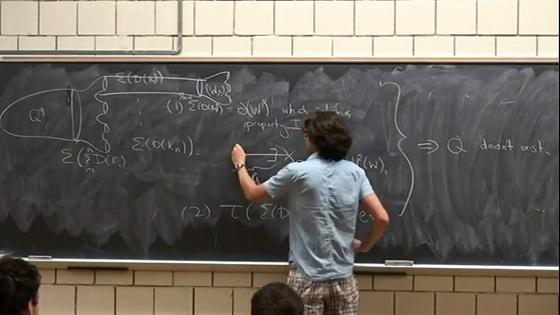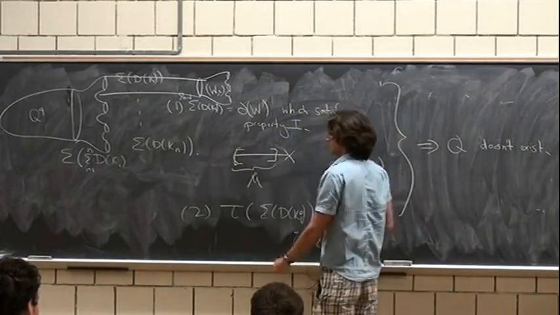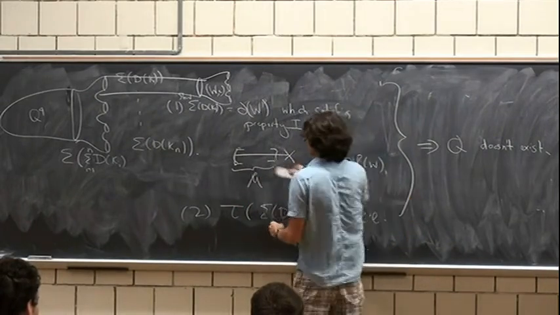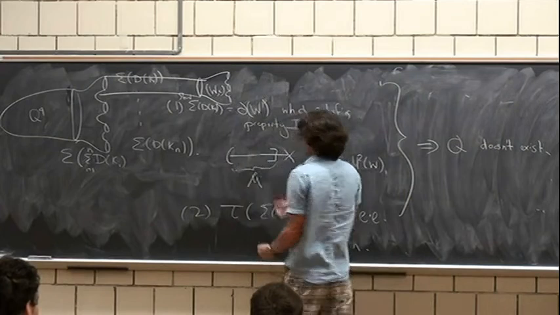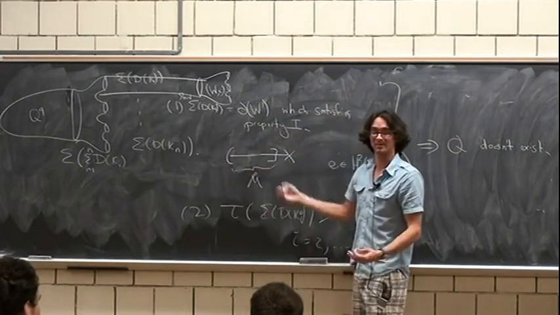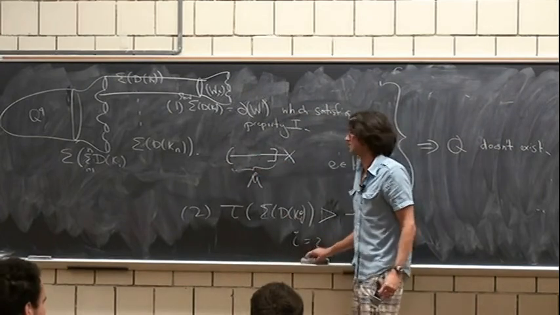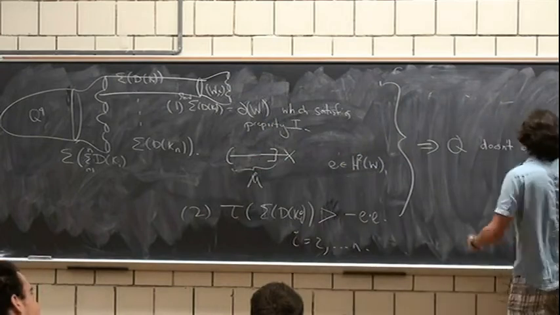So I would have a compact manifold with an odd number of endpoints. So I would have this situation, but it would be compact. I don't know how to draw that, because obviously it doesn't exist. So that's where the contradiction arises.